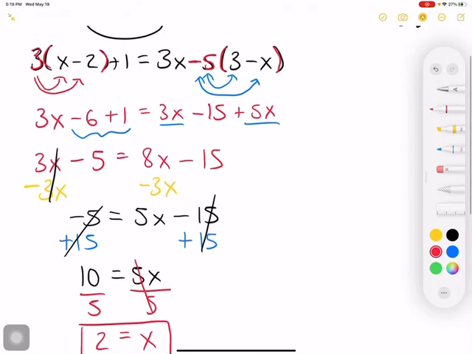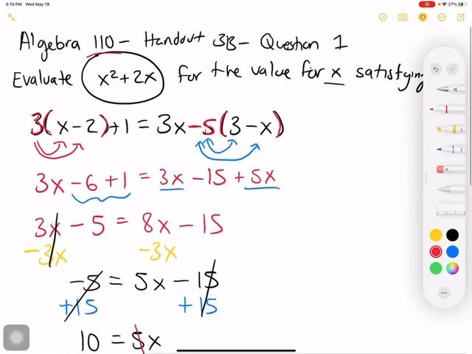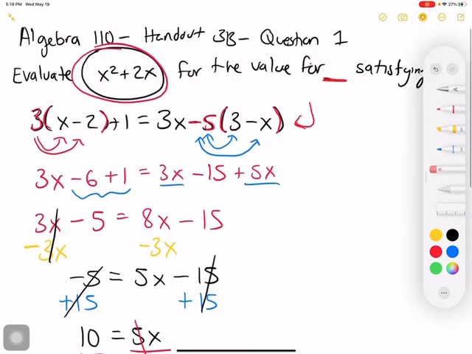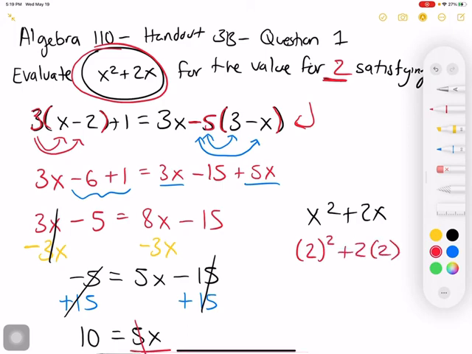If you go back to the problem, it says you have to evaluate x squared plus 2x for whatever value of x results from solving this equation. Now we know that this value of x is not x anymore. We already got a result, which is 2. So we have to evaluate that first expression for the value of 2. I'm going to write it again, x squared plus 2x. What I'm going to do here is just evaluate the expression, so substitute every x for the number 2 and perform the mathematical operations.